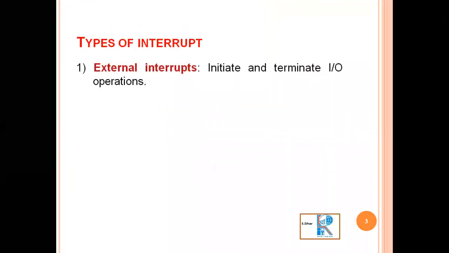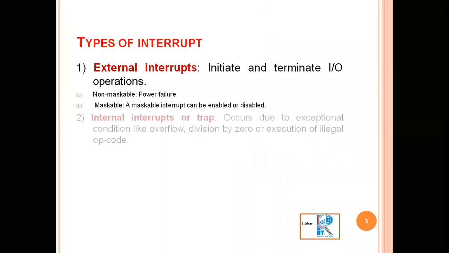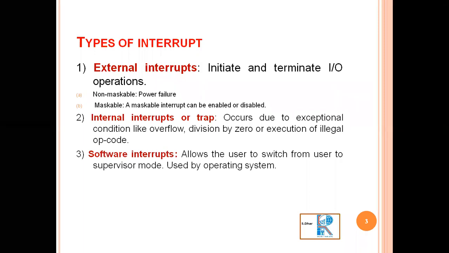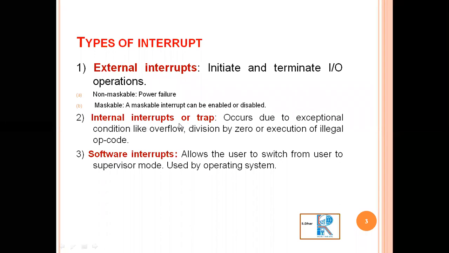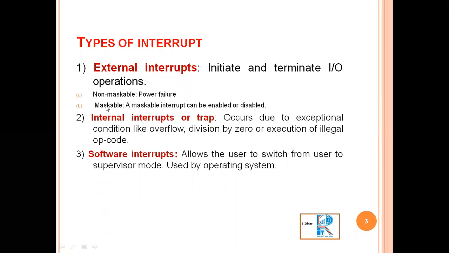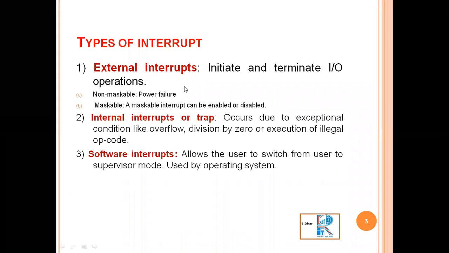Now, when I talk about the interrupt, there are mainly three types of interrupt that can be found in a computer. They are called the external interrupts, internal interrupts or traps, and software interrupts. When an IO device wants to communicate with the processor, the interrupt signal generated is called the external interrupt. So it initiates and terminates the IO operation in the IO device operation.